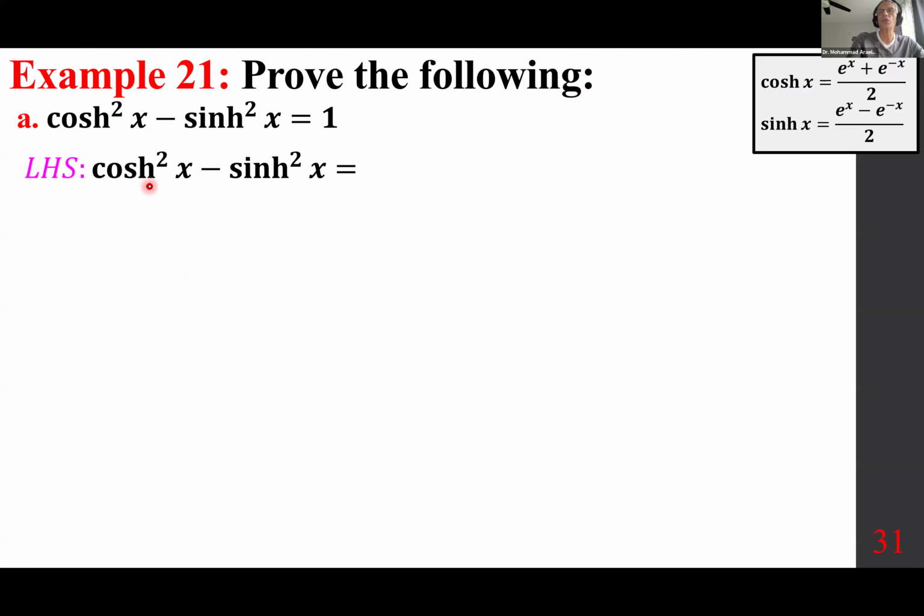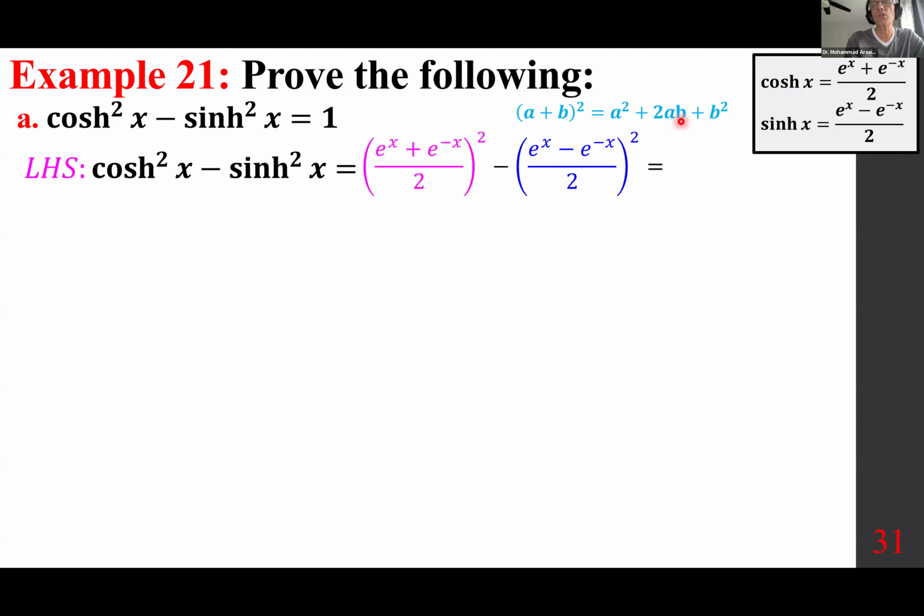So we replace the cosh with e to the power of x plus e to the power minus x over 2, and sinh with e to the power of x minus e to the power minus x divided by 2. So we're going to replace with what is its definition. So the definition of cosh, the definition of sinh. Now we want to raise this to the power of 2, and I'm going to remind you that a plus b squared is a squared plus 2ab plus b squared. Needless to say, if I have a negative here, I have a negative here. So if I want to raise this to the power of 2, or this one, first of all, both of them have the same denominator 4.